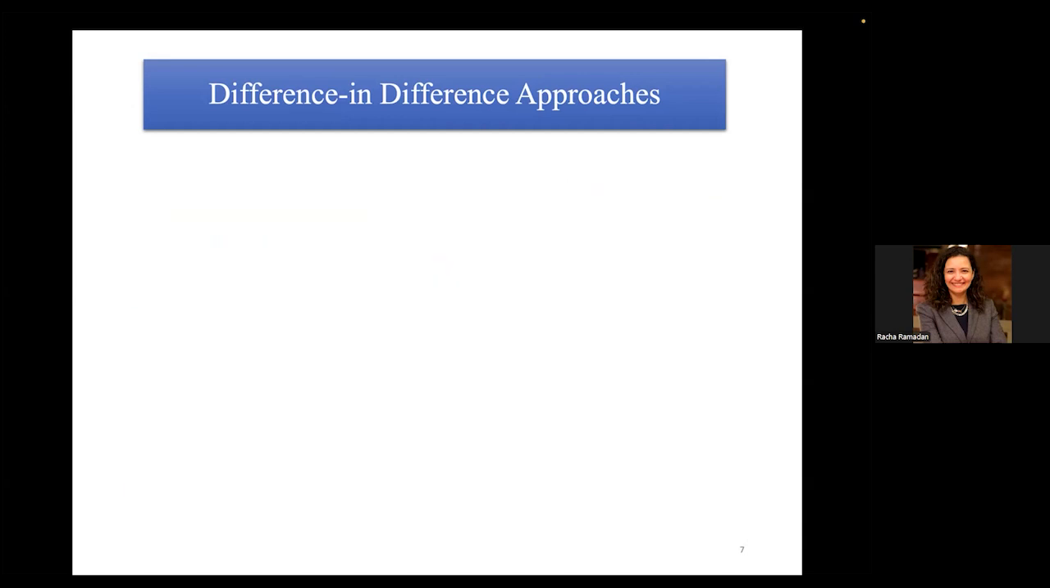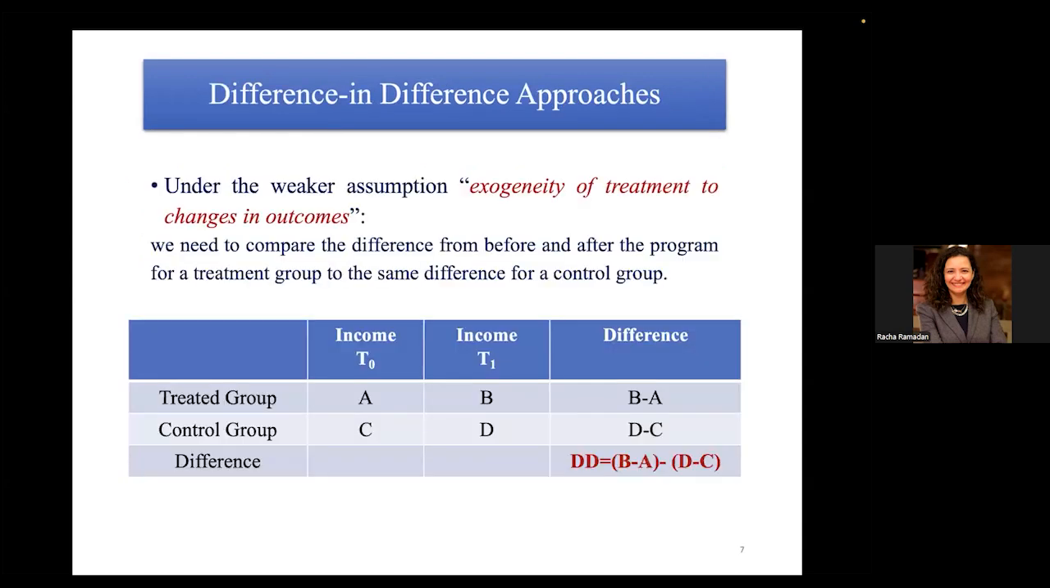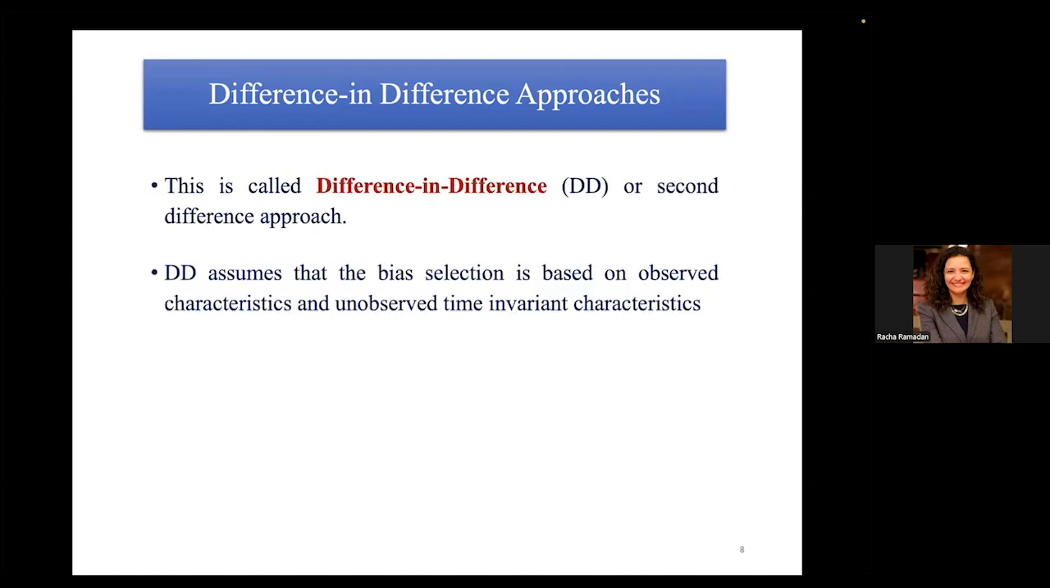So again, if the strong assumption was verified, I have only to compare the income of the treated and the control group. However, it is not the case because we know that there is selection bias related to unobservable characteristics. So the only way to overcome this is by calculating the difference over time of the income of each group, the treated group and the control group, and then comparing the difference between both. Okay, and this is why it is called the difference in difference approach.